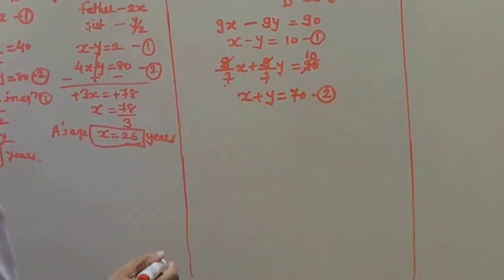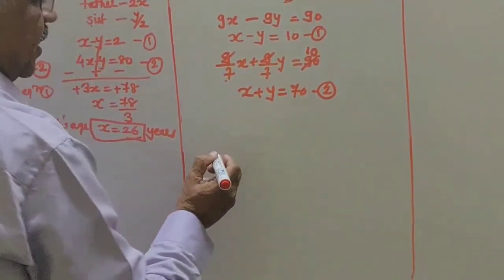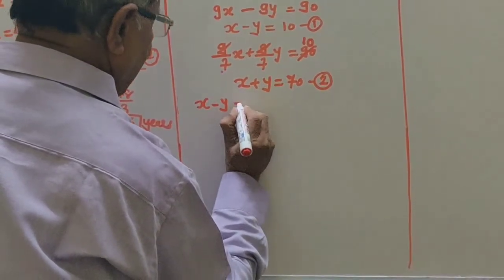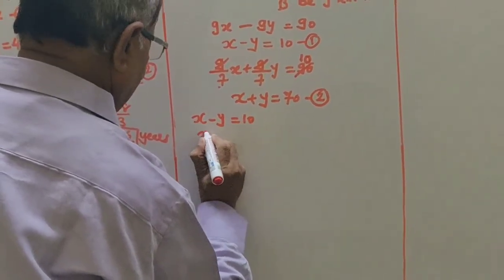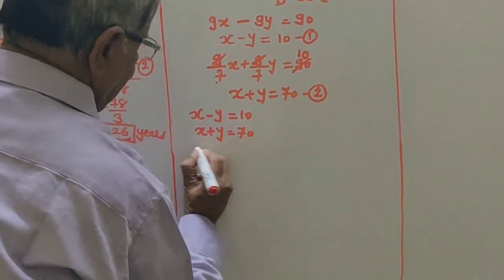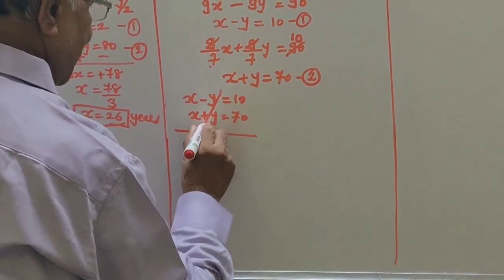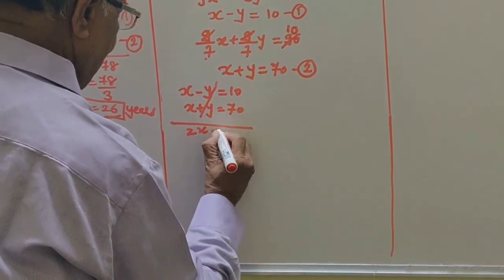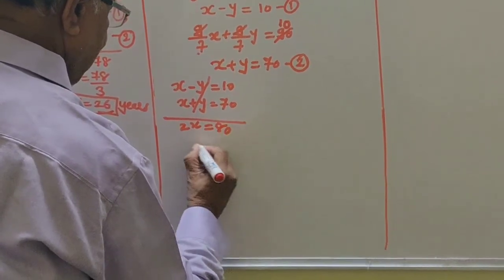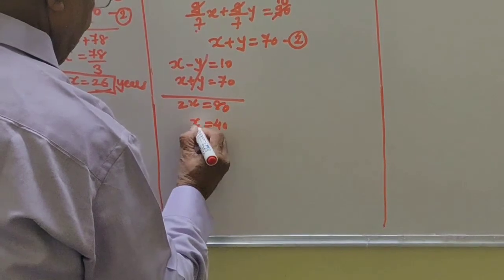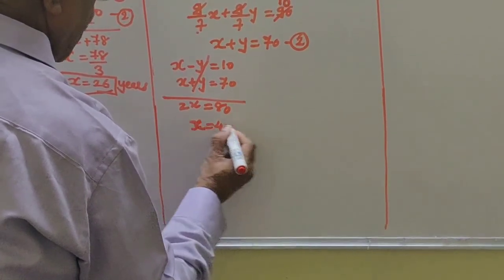Now these two equations I can solve by elimination method. So I will write down this equation one by one. x minus y is equal to 10. x plus y is equal to 70. Now here plus y and minus y will get cancelled. What will come here? 2x is equal to 80. Means x is equal to 40. The speed of the car A is 40.